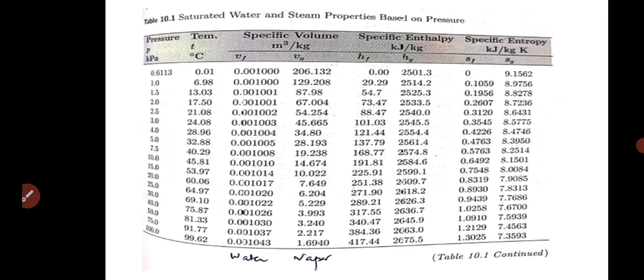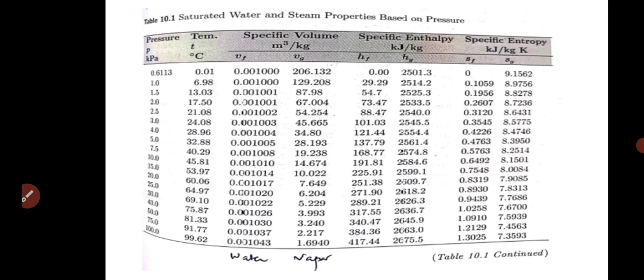And now you can see vf and vg. So vf is the specific volume for the saturated liquid and vg is the specific volume for the saturated vapor. Now the values in between, whatever is there, that is the mixed region.